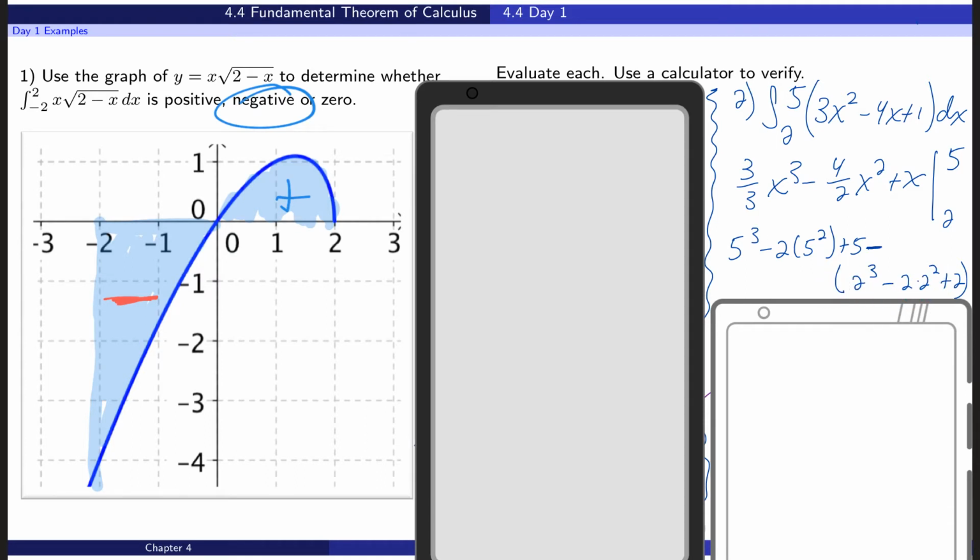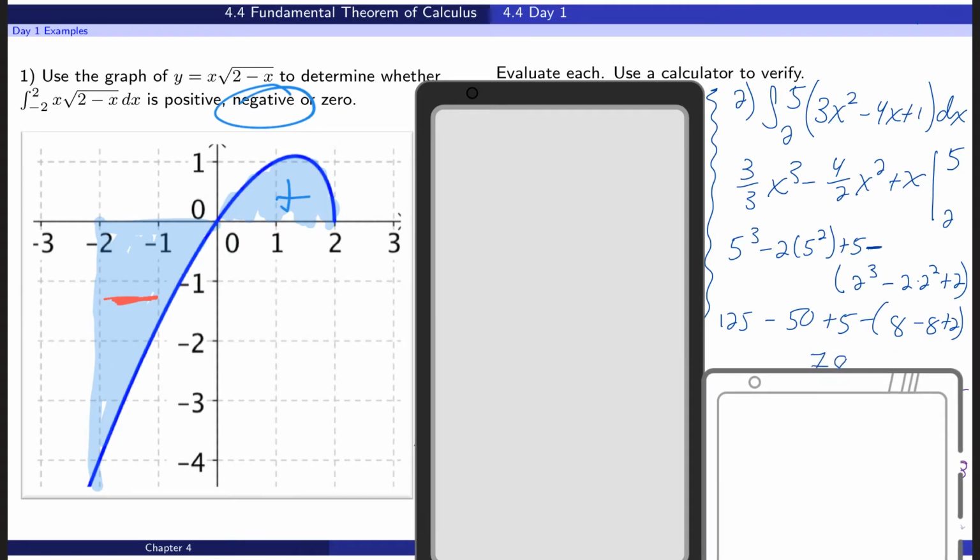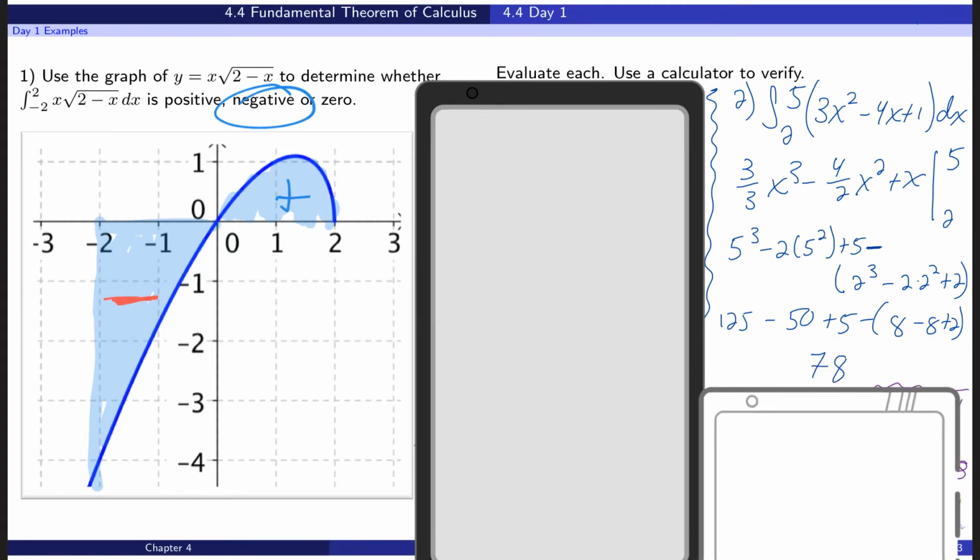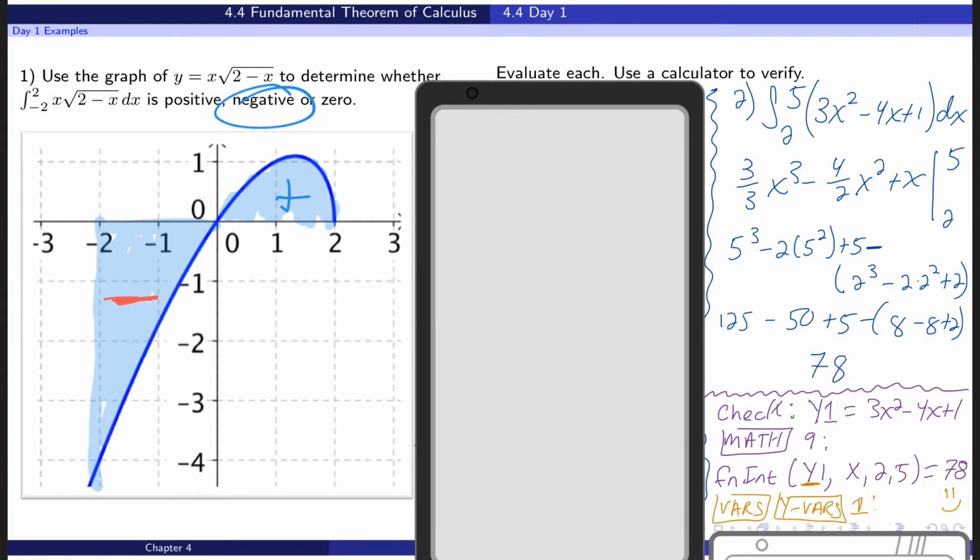So again, the fundamental theorem of calculus says capital F of B minus capital F of A. So continuing on with just some calculations, we get 78. Now it says use a calculator to verify. So what you're going to do now is put the function into y1, and you don't have to do it this way, but this is just getting you into good habits for the future.